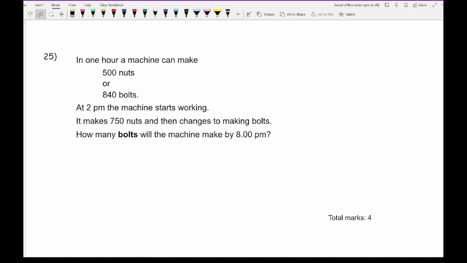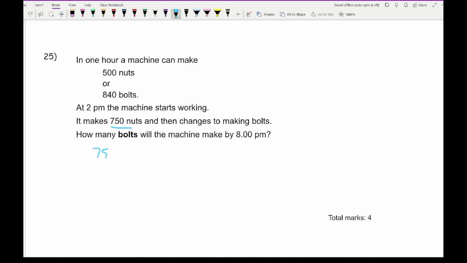It makes 750 nuts and then changes to make bolts. How many bolts will the machine make by 8 p.m.? So looking at this, let's have a look at the calculations. So here at 2 p.m. the machine starts working, and it makes 750 bolts. So let's have a look at how much time has elapsed.